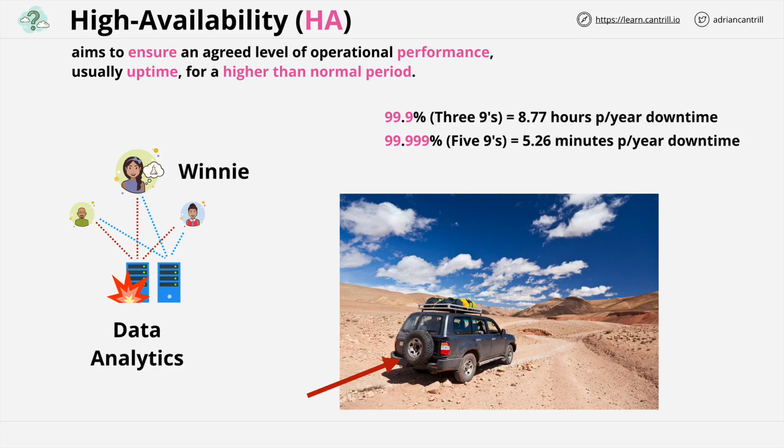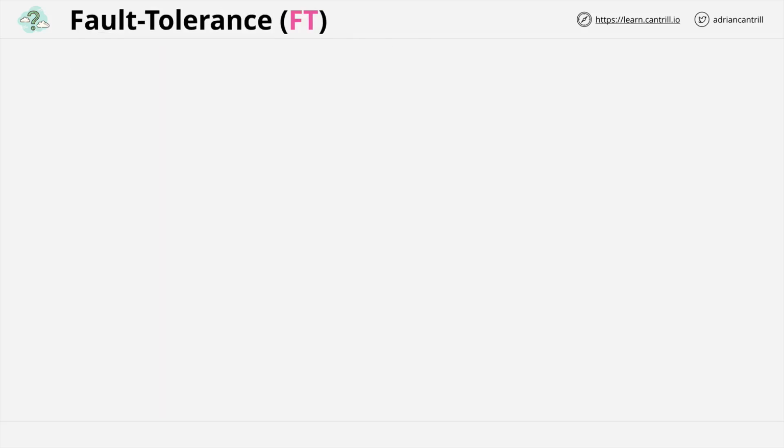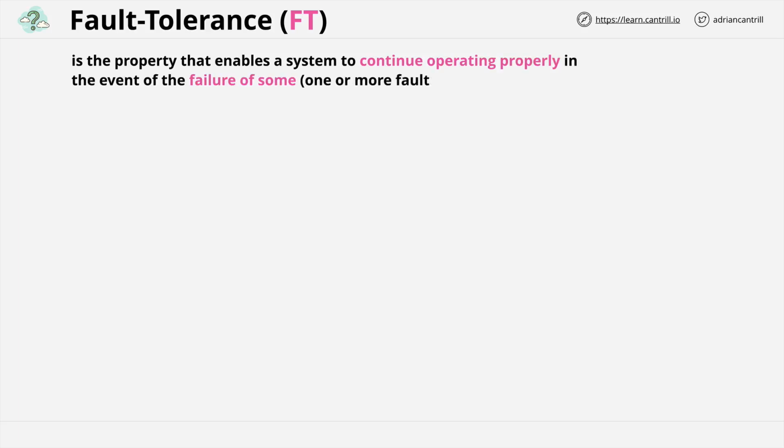Now let's take this a step further and talk about fault tolerance and how it differs from high availability. When most people think of high availability, they're actually mixing it up with fault tolerance. Fault tolerance in some ways is very similar to high availability, but it is much more. Fault tolerance is defined as the property that enables a system to continue operating properly in the event of a failure of some of its components, so one or more faults within the system.